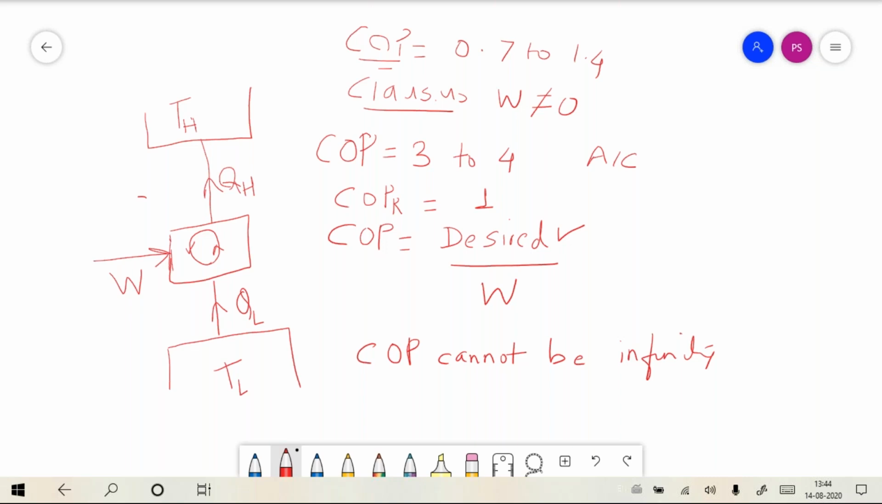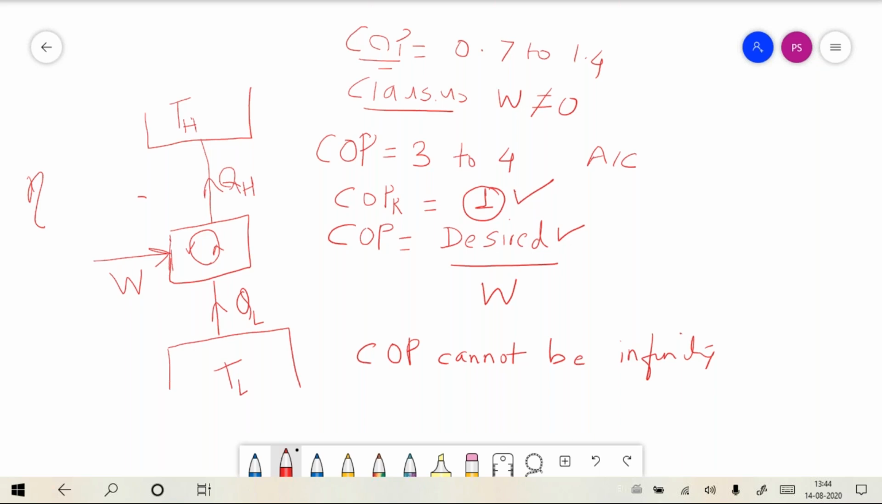So what I'm trying to say is that the COP value could be greater than 1. I am trying to emphasize this. The COP value could be 1, it could be greater than 1. Now, does that mean that the efficiency is greater than 100% and it is violating the second law? No, because we are not talking about efficiency. Please note, we are not talking about efficiency.